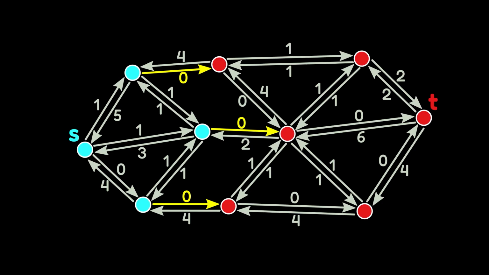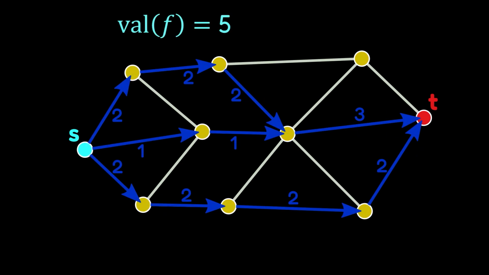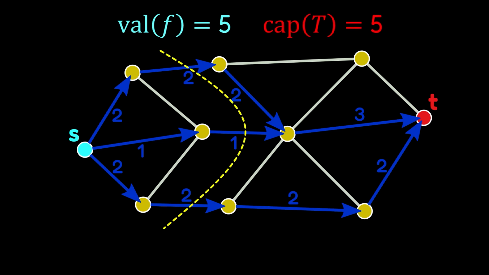The only thing left is to build the maximum flow by overlaying the paths used during the algorithm. In the example shown, the value of the maximum flow is 5, which is also equal to the capacity of the minimum cut. Now we can put everything together.